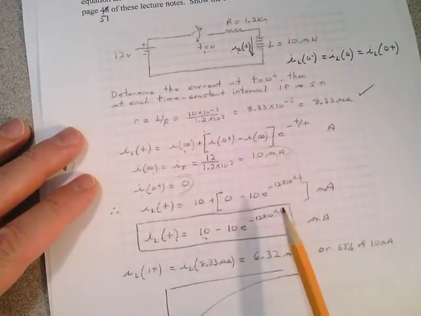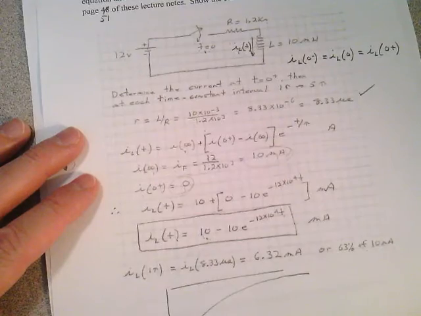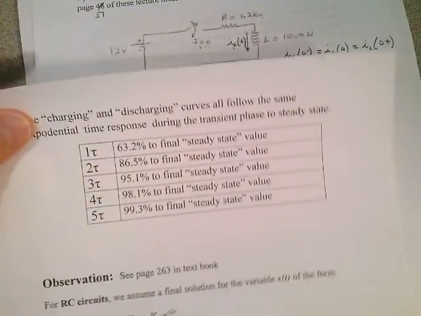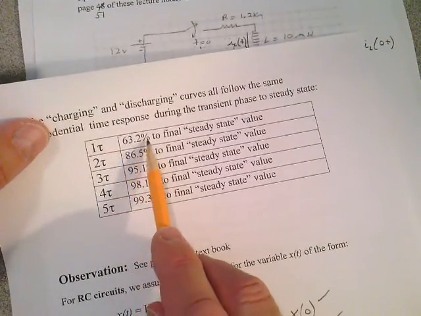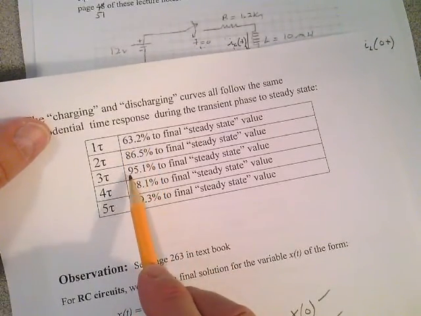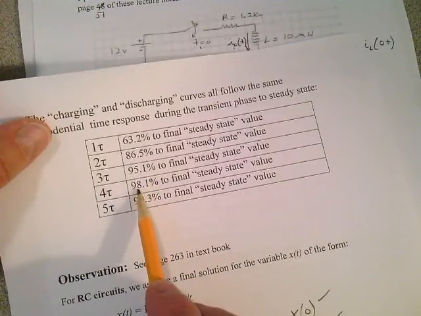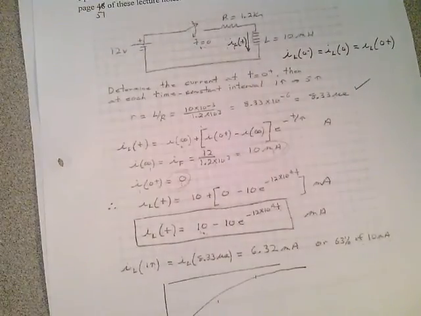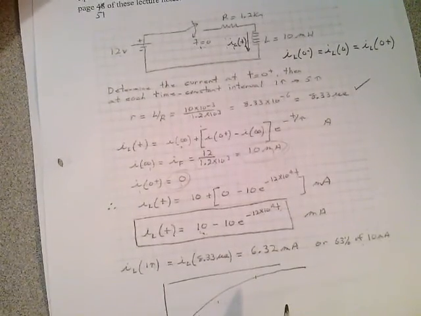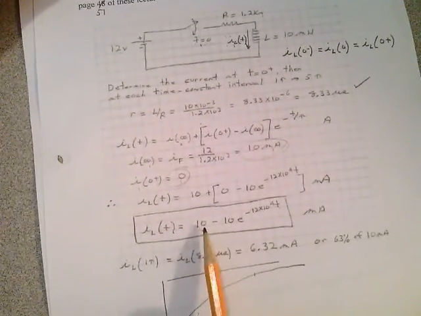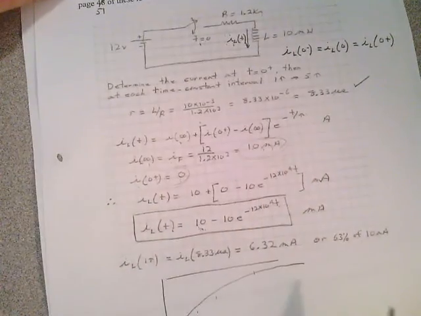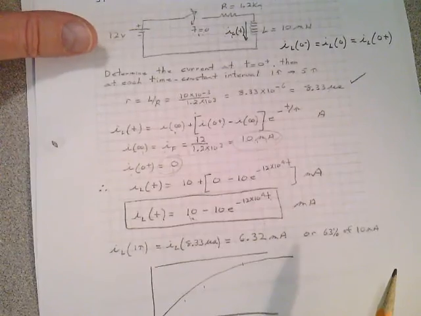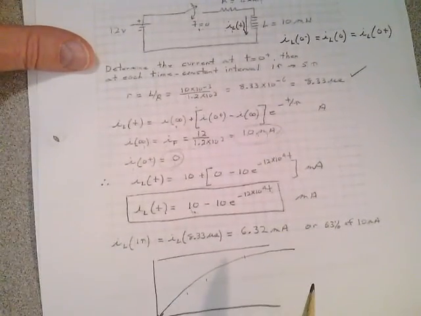Take 2 times this and plug it in there, and 3. And see what you get for these values here, and compare them to see if they are equal to 63.2%, 86.5%, 95.1%, 98.1%, and 99.3% of that final value, which is going to be 10 milliamps. That's the final value. Everything will come out nice there. You'll be able to see that, I think. And then you do that once in your life.